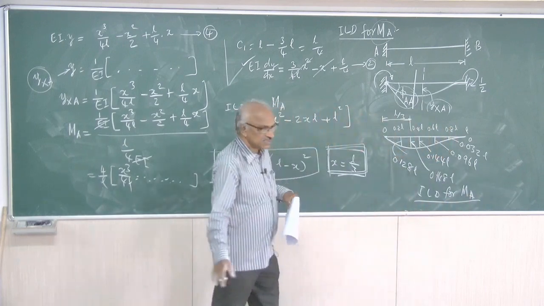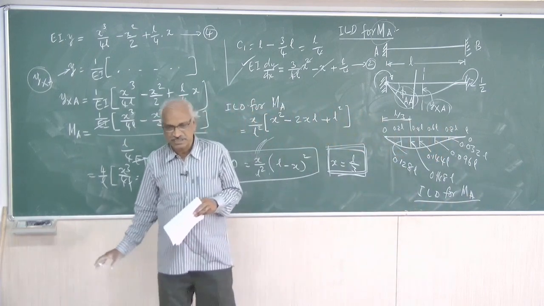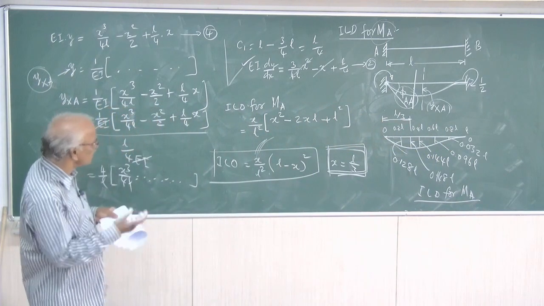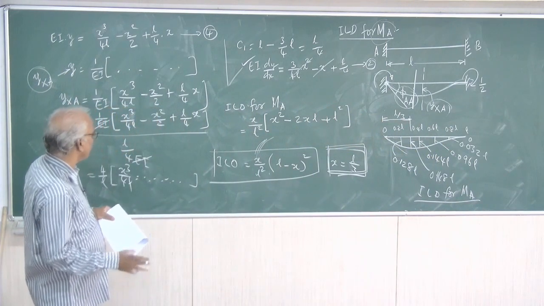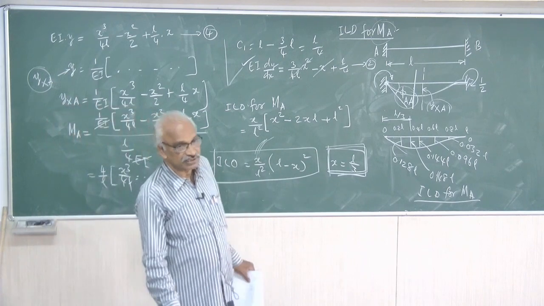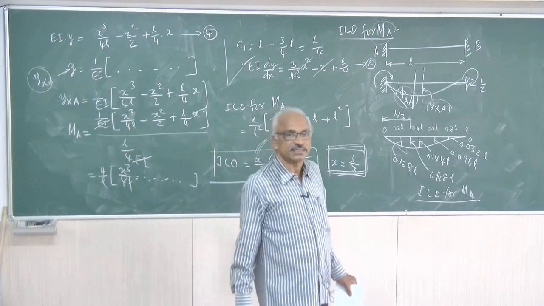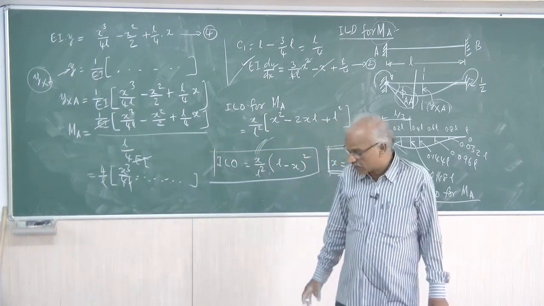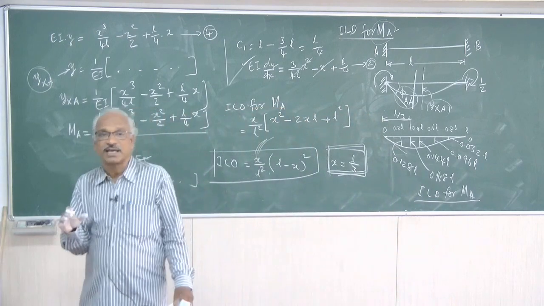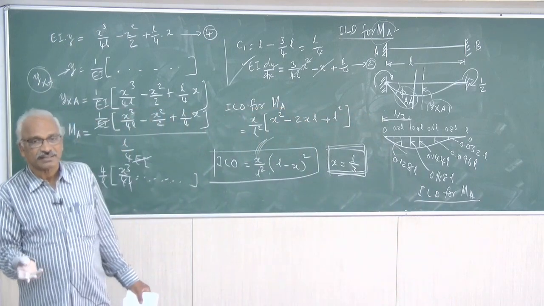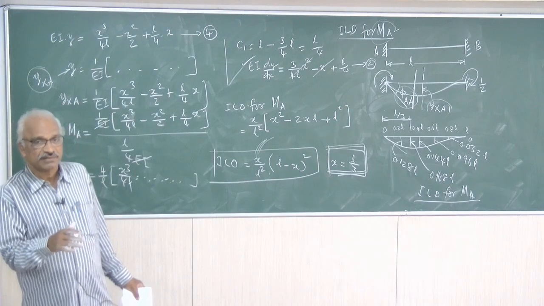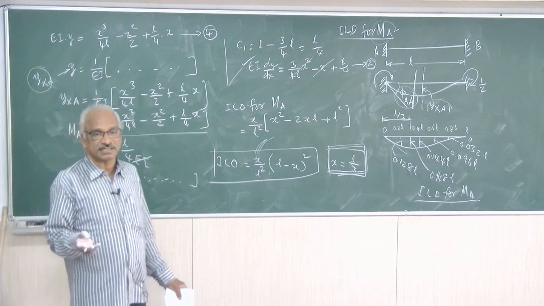I have skipped one or two steps so that viewers can do it. Only very simple steps were omitted, and all other major calculations, including the ILD drawing, are done, and I think that will be enough for the viewers. So that completes ILD for RA and ILD for MA. Then ILD for moment at a section and ILD for shear force at a section, we will try in some other lecture. Thank you.